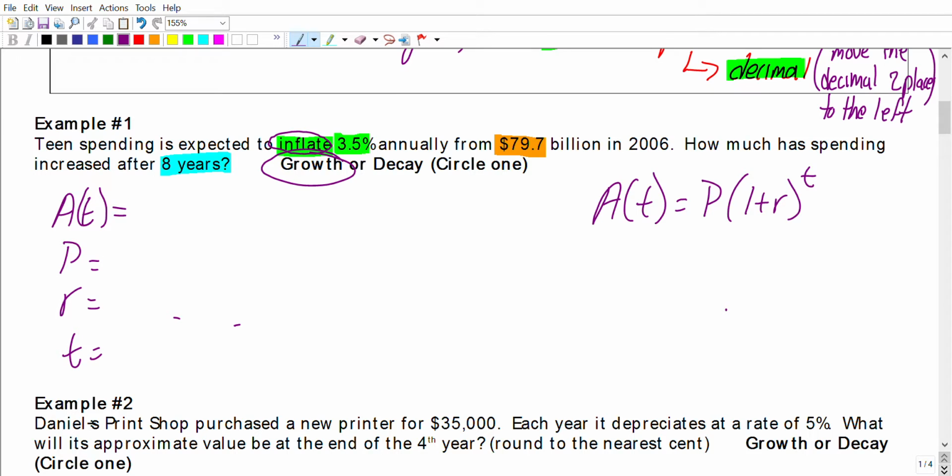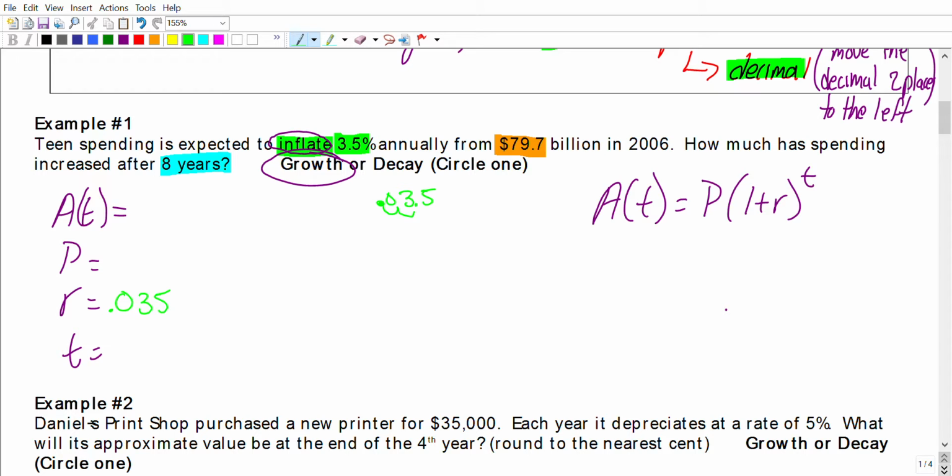Let's see which one of those things we were actually given. It says teen spending is expected to inflate 3.5% annually. That's a percentage, which is a rate. That means we have our r. Well, as we said, we have to move the decimal twice to the left. So if it was 3.5, then you have to move it 1, 2. So this is actually 0.035. Excuse me, so our rate is 0.35. I'm sorry, 0.035.